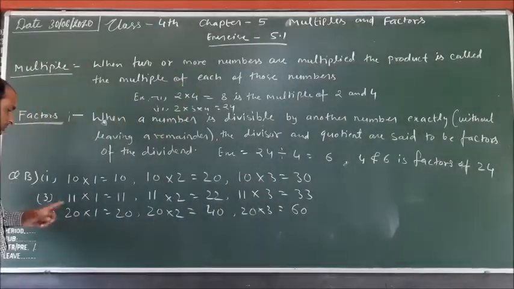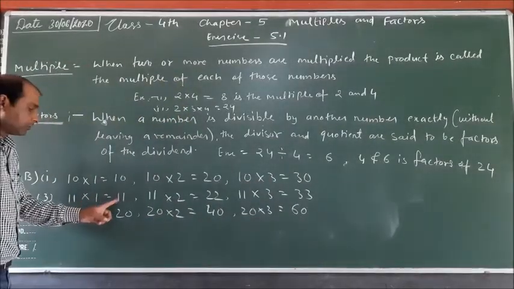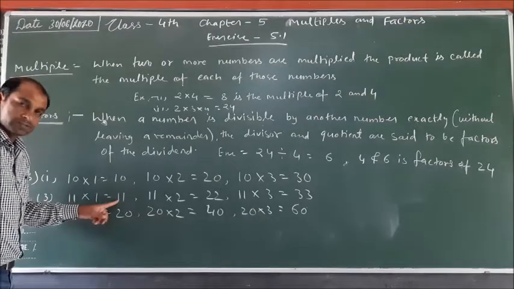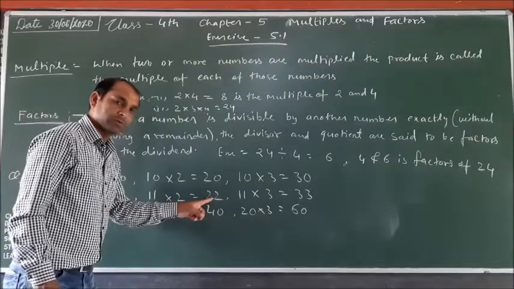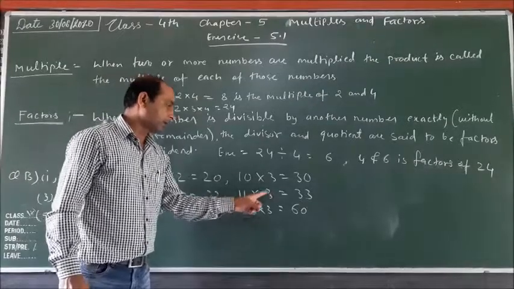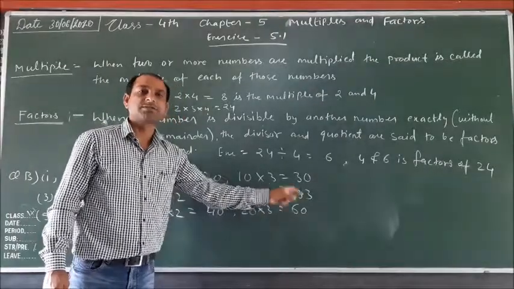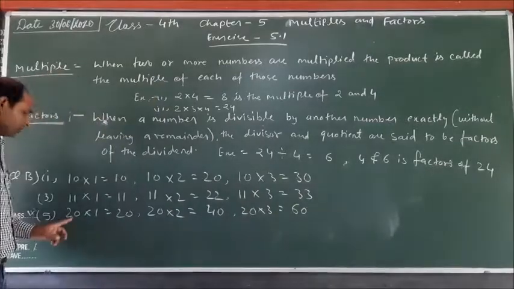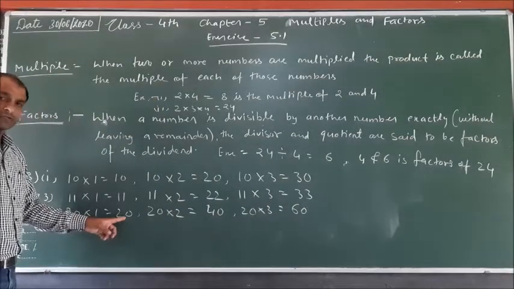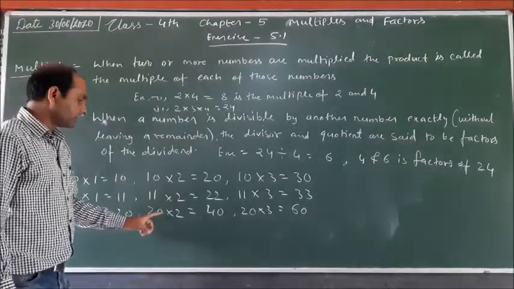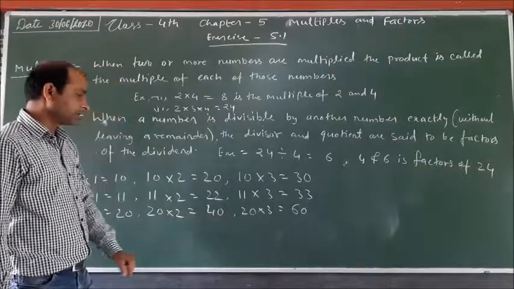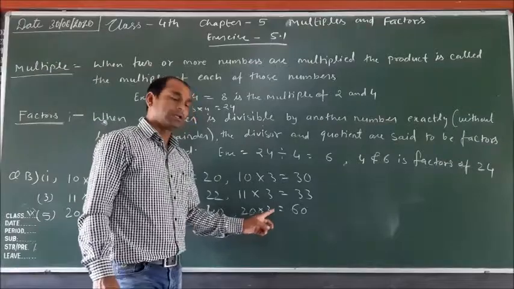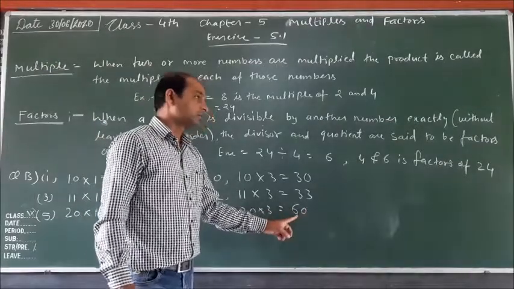Now the second question, 11 multiplied by 1 equals 11. This is the first multiple. 11 multiplied by 2, this is the second multiple, 22. 11 multiplied by 3 equals 33. This is the third multiple. Now 20 into 1 equals 20, first multiple. 20 multiplied by 2 equals 40, the second multiple. And 20 into 3 equals 60. This is the third multiple.